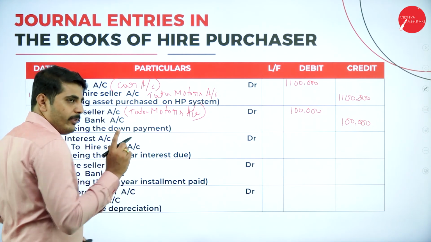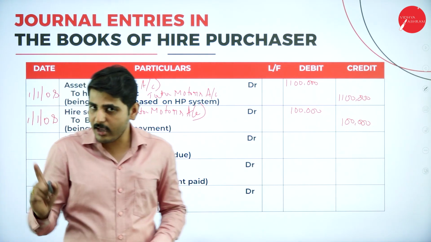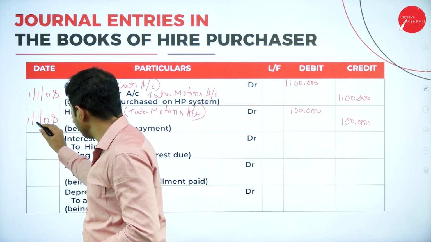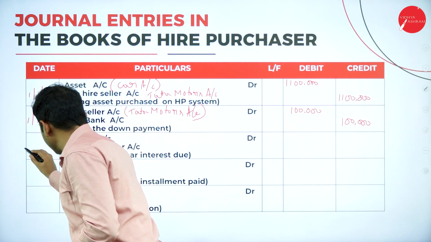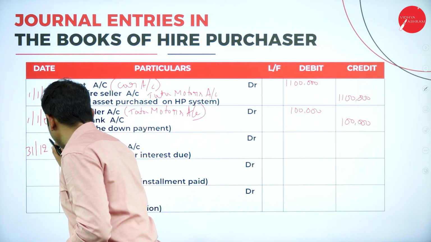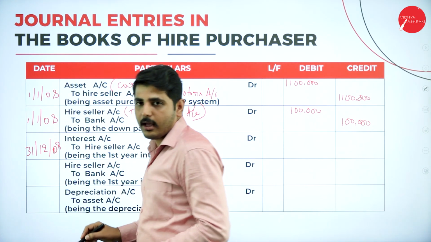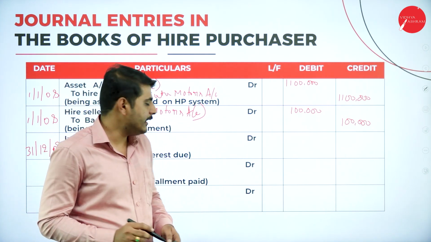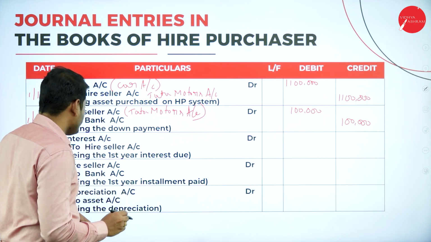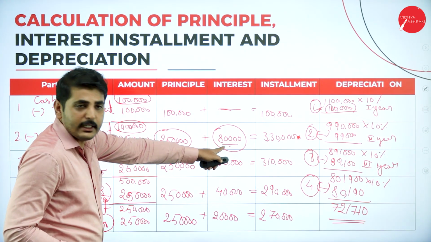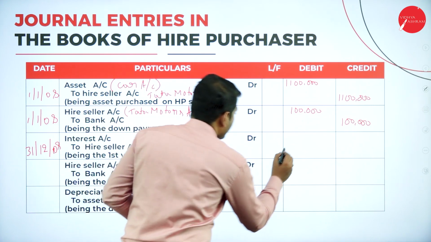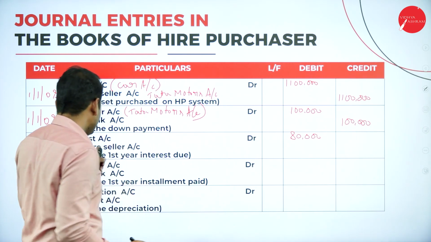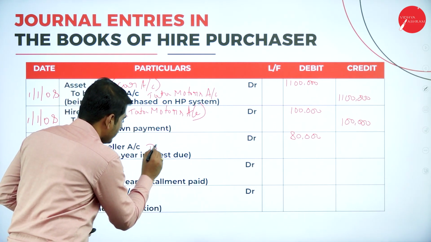Journal entry: when we calculate the interest on the last day of the year, after 1 year. If we purchase one asset on 1/1/2008, what is the last date? 31/12/2008 is the last day of the year. This will become 1 year. Then on this day we have to calculate the interest and it should be shown as interest due. So what is our interest? Already we know interest is 80,000. So interest 80,000, to hire seller. You can write interest to hire seller Tata Motors account.